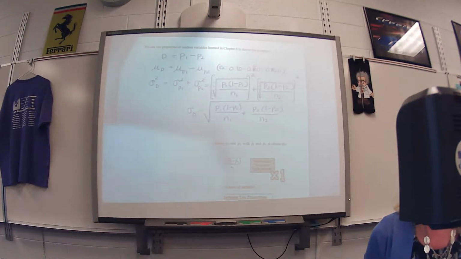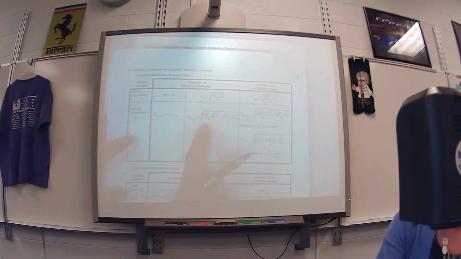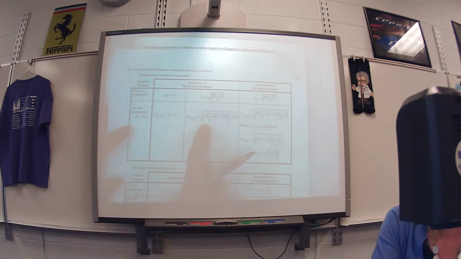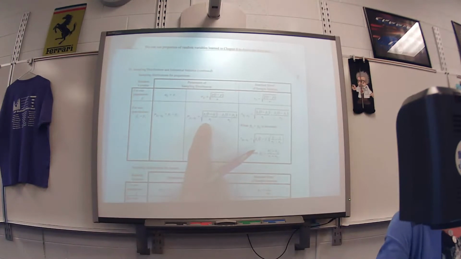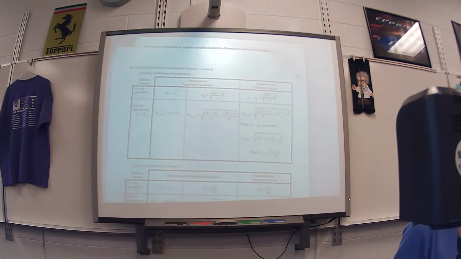And if you go back to the formula page, ta-da, there it is. And that would be the difference. It would have been the same thing even if you had defined it as P2 minus P1. Okay, it wouldn't matter because you add those.